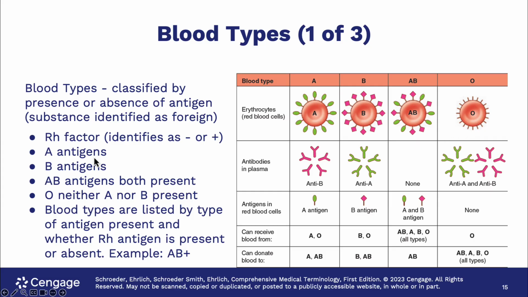Okay. They also have what's called an Rh factor that identifies them as positive or negative. Positive meaning they have the proteins, and negative meaning they lack the proteins. And so your blood type will be something like A positive or O negative, and negative meaning that you do not have the Rh factor proteins. AB positive and AB negative, things like that, are different blood types.